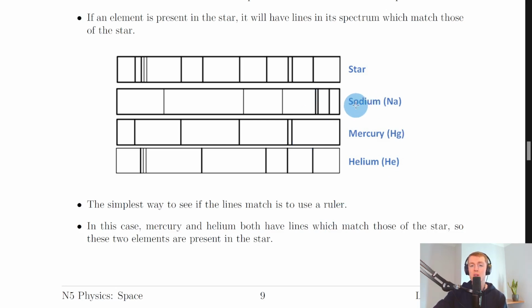So for sodium, first of all, you can see we've got a line here which doesn't appear in the star. We've then got these two which again don't appear in the star. Neither does this one, or this one, so we can safely say that sodium is not present in our star.